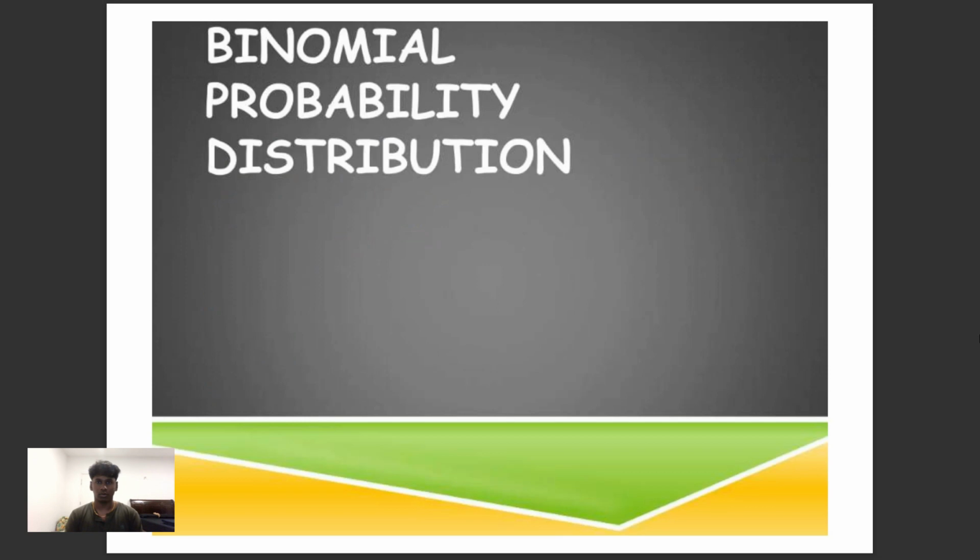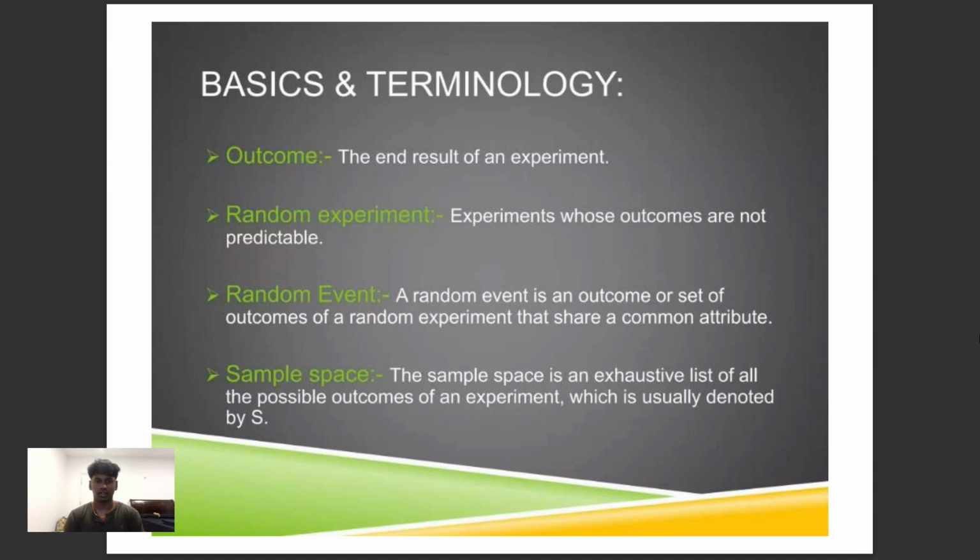And today we will be discussing binomial probability distribution. Here are some of the basics of the terminologies used. Outcome, the end result of an experiment. Random experiment, experiments whose outcomes are not predictable.